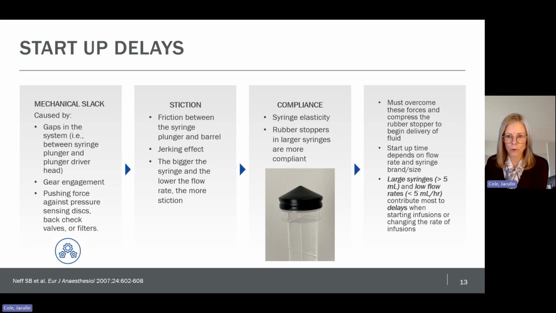Now you see here, I have a photo of a plunger with a rubber stopper from a large syringe. And if you've ever removed a rubber stopper or a syringe plunger from a large syringe and you've pushed on that rubber stopper, you've noticed that it's compressible, and that's because there's a pocket of air in that stopper. And rubber stoppers in larger syringes are considered more compliant, meaning they contract and expand more, because that pocket of air within the stopper has to be completely compressed before the stopper can begin to push fluid forward. Smaller syringes are less compliant and they have more rigid stoppers, so they can push fluid forward sooner.